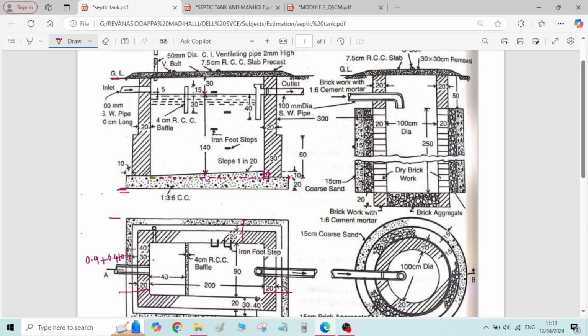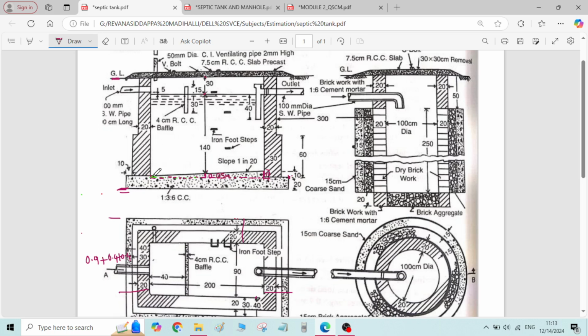Therefore, at the middle, we will have the average of these two, means 0 plus 10 divided by 2, nothing but 5 centimeter height. 5 centimeter height is nothing but 0.05 meter height. I hope you understood.